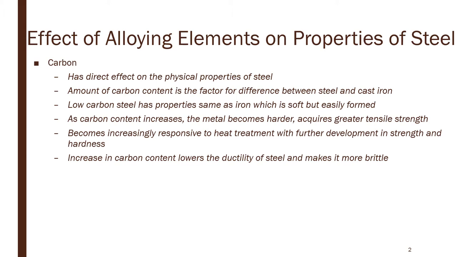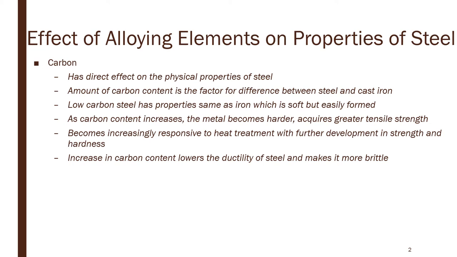Also, it is the amount of carbon content which forms the factor for difference between steel and cast iron. So we know steel and cast iron are two different materials, which is varied by the addition of carbon. Steel with a low carbon content has the same properties as iron. Whenever you have low carbon, it is the same as iron, which is soft but easily formed. Formed means that the shapes can be changed.